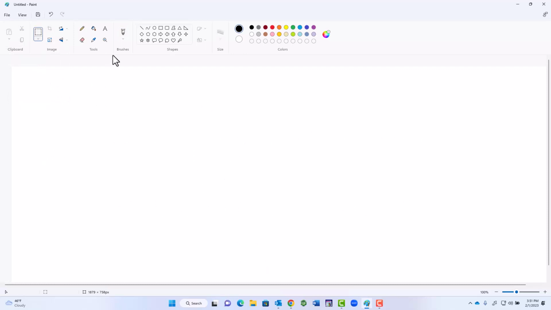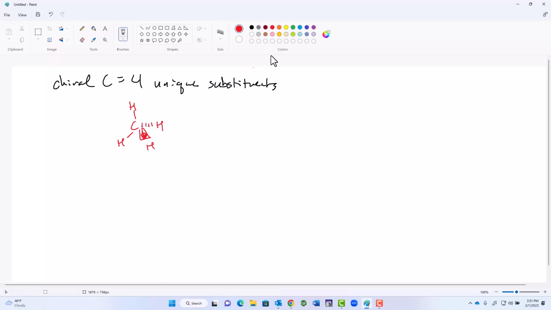So what does this look like in organic chemistry? A chiral carbon is going to have 4 unique substituents or groups around it. If we look at an example, say we have CH4, and I'm going to draw that with wedge and dash bonds, so it looks like it's 3D. CH4 has 4 hydrogens around it. They are all the same. So this would be an example of an achiral molecule.